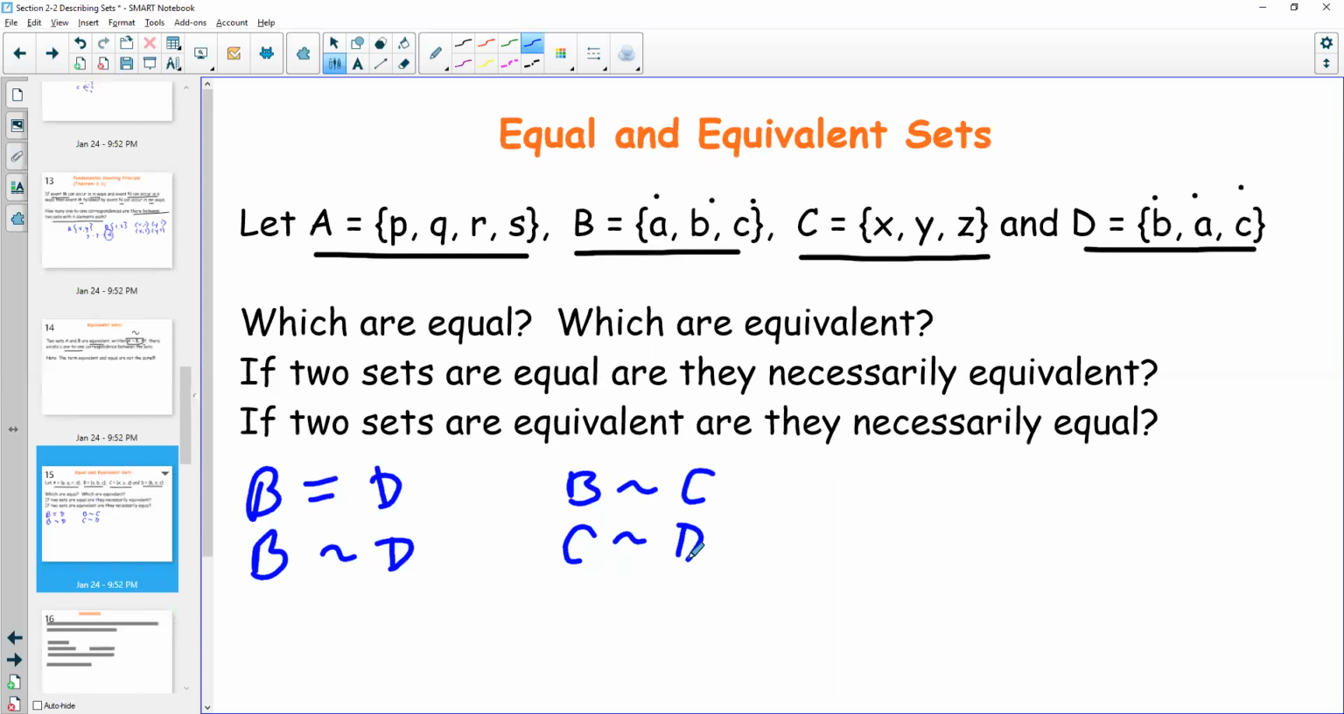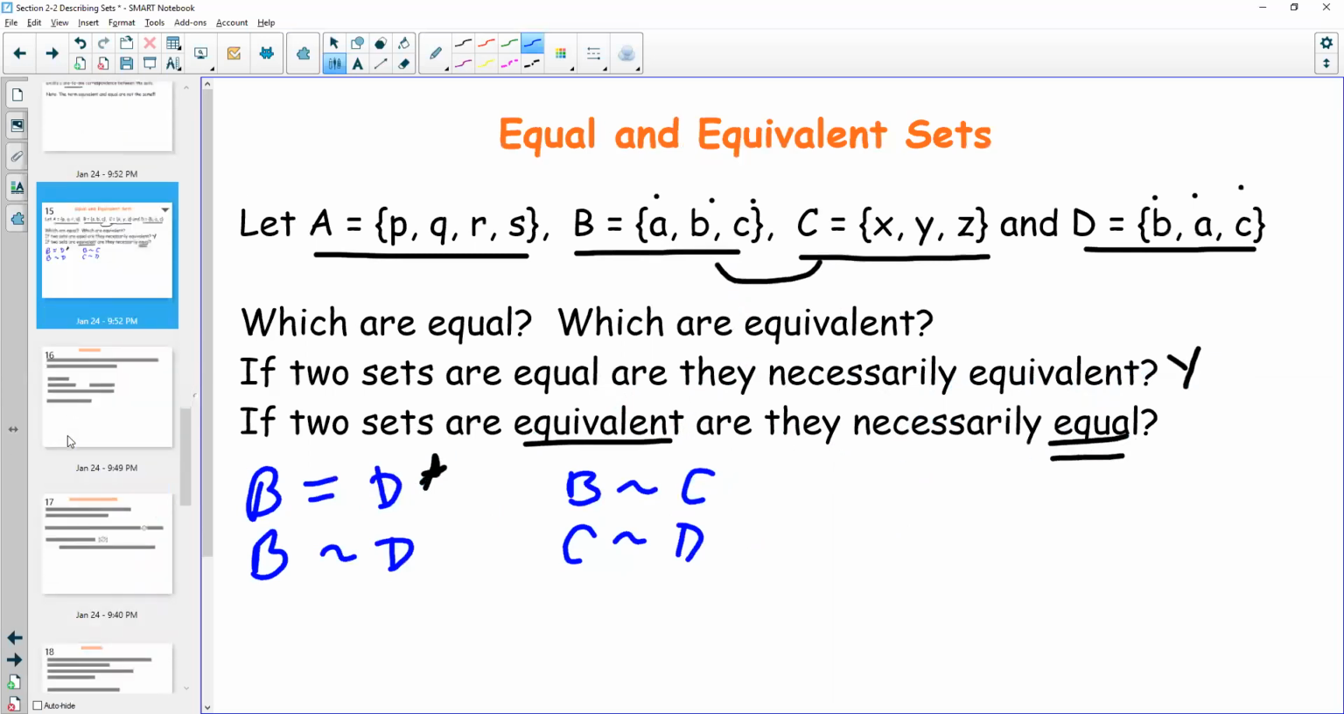So if 2 sets are equal, are they necessarily equivalent? Yes. Because if they were equal to start with, that means they've got the same amount of stuff in them, which makes them equivalent. If 2 sets are equivalent, are they equal? Well, no, we see that, right? B and C are equivalent. They can be matched in a one-to-one correspondence, but they're not equal. They don't have the same stuff in them.